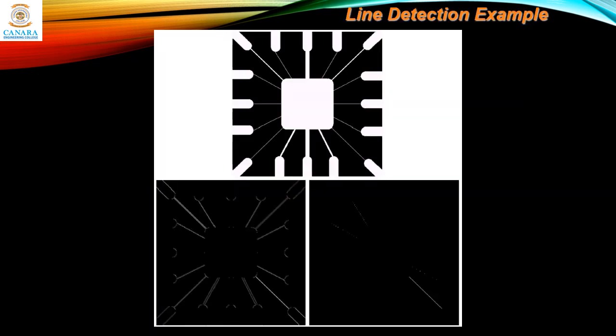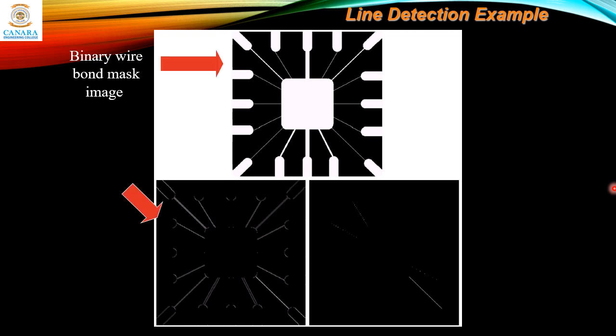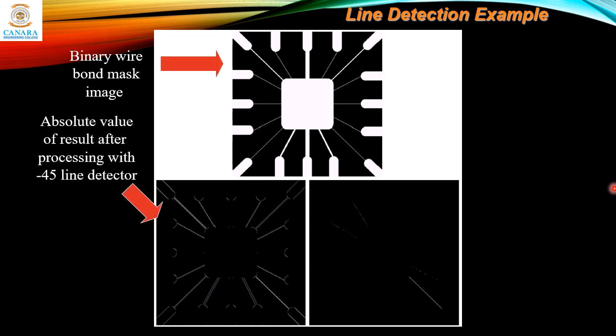So here is the example. This is the test image that we are providing. This is a binary wire bond mask image. Now, if you pass the image through a 45-degree, -45-degree line detector, you can see the result here. They have successfully detected the 45-degree inclined line.